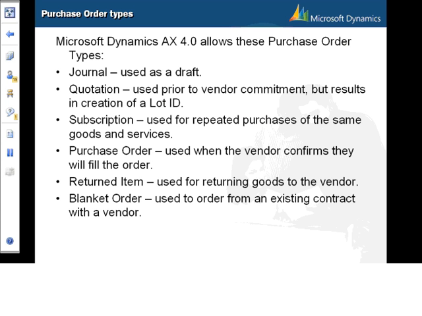Purchase order types. When you create a new purchase order, Microsoft Dynamics IX gives you several options on the Create Purchase Order form. These are 6 purchase order types to select from depending on the process or action the user requires. These are journal, quotation, subscription, purchase order, returned item, and blanket order.